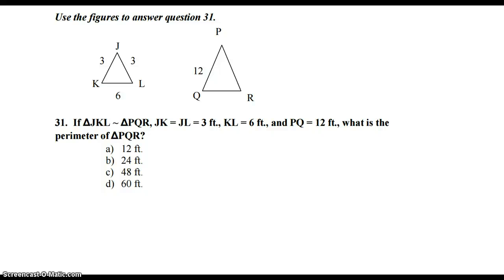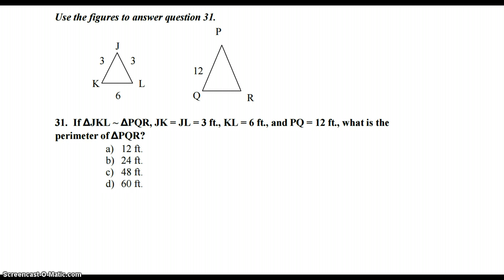Let's check out 31 through 35 on the 7th grade MCA packet. Number 31 gives us two similar triangles. So JKL is similar to triangle PQR. And then they tell us a couple other things in here, but they also show us the stuff on the diagram. So the biggest thing to know is that if you have two similar triangles, their sides are proportional to each other.